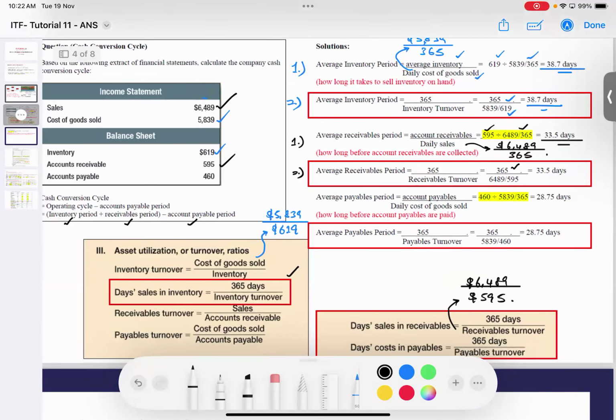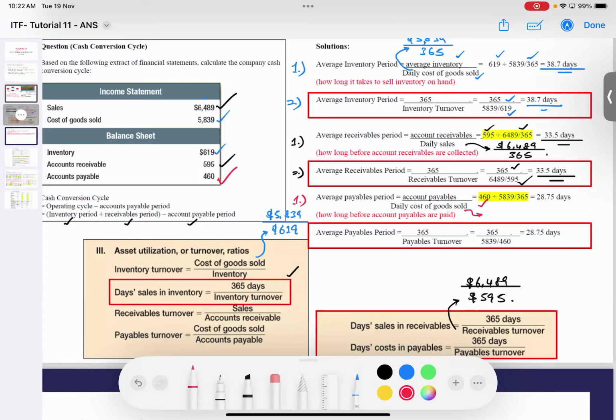Okay, that's how you get this one to get the same answers. Okay, now how do you calculate the accounts payable period? One method here, you use accounts payable 460. Okay, 460 divided by daily cost of goods sold.